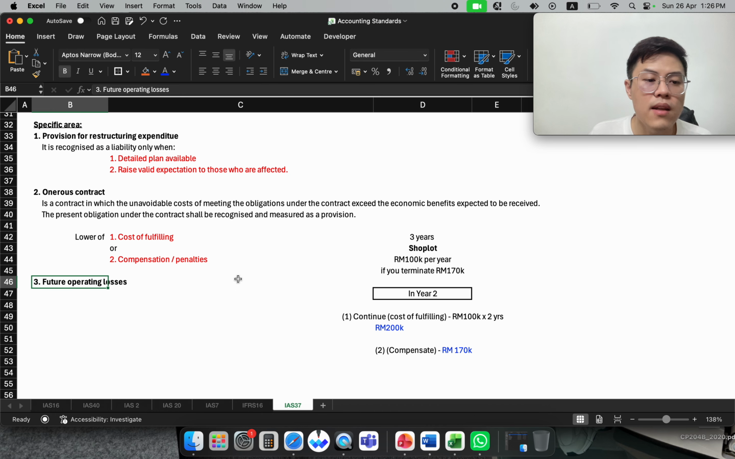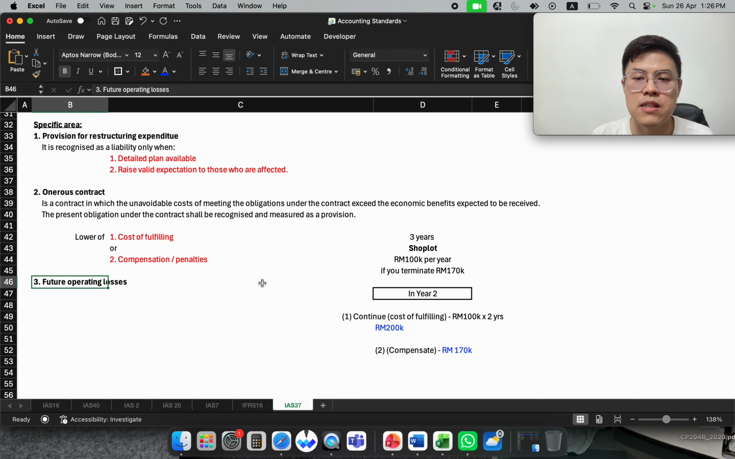And the third one, or the last specific area, will be future operating losses. IAS 37 specifically prohibits any business from recognizing any future losses now, because this doesn't make sense. We are doing financial reporting based on past events, not future events.